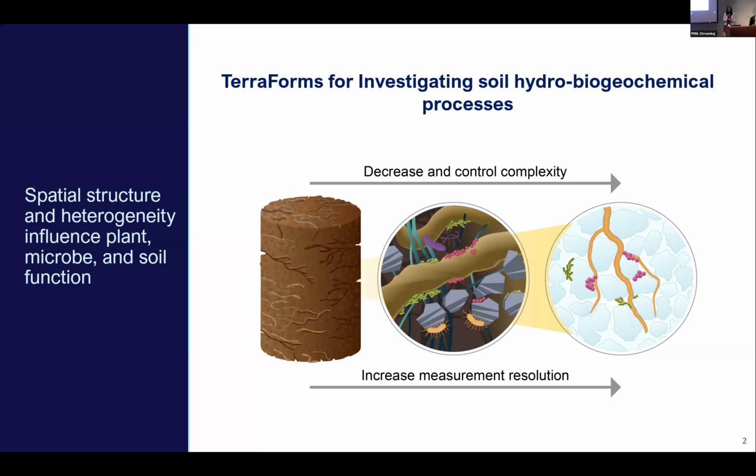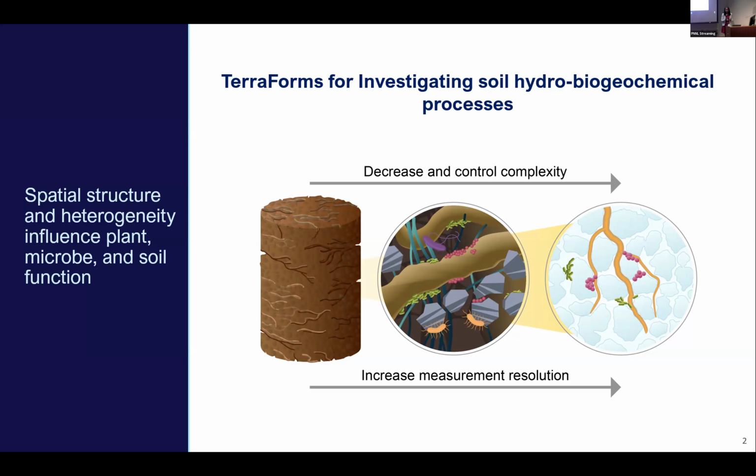For example, if you have a soil core, there are so many things inside of a soil core. You will have roots, microbes, minerals, and combined together, this is a very complex environment. So inside of these platforms, we can mimic specific elements of soil, and we decrease and control this complexity while maintaining the heterogeneity and thereby increase measurement resolution.